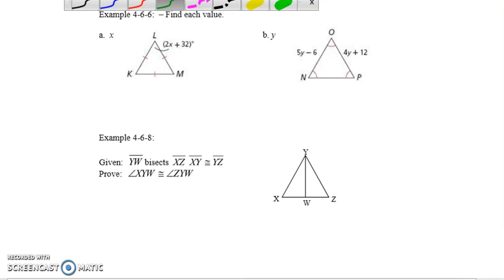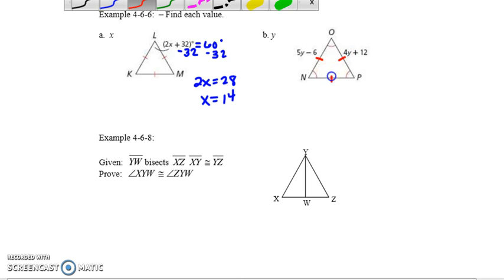On the next page, this example at the top here, we're trying to find x. Well, all these sides are congruent, so all these angles are congruent, which means they all equal 60. So we can set that equal to 60 and solve. So 2x is equal to 28, and when we divide both sides by 2, we get x is equal to 14.